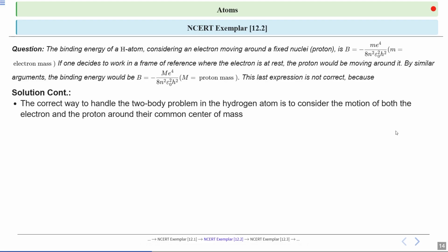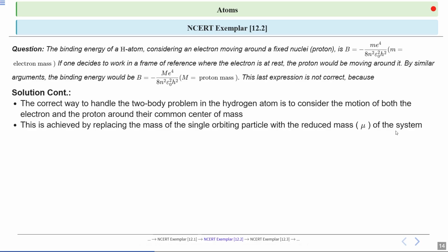First, notice that in reality both electron and proton move. They both orbit around their common center of mass, not just one around the other. This is a classical example of a two-body problem in physics. It's important to recognize that the motion of both particles affects the system's energy, not just the lighter electron.